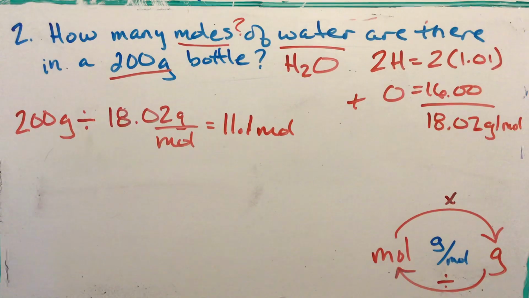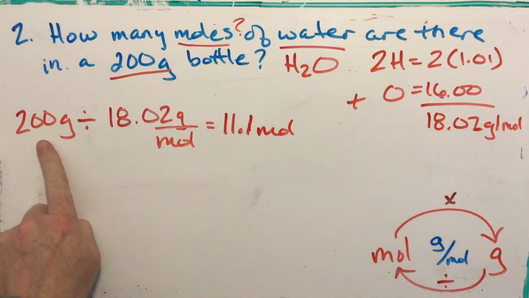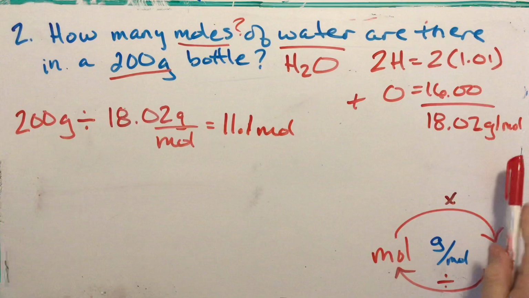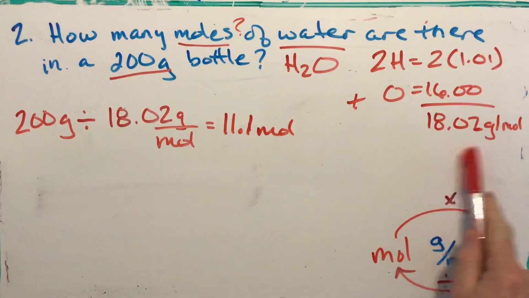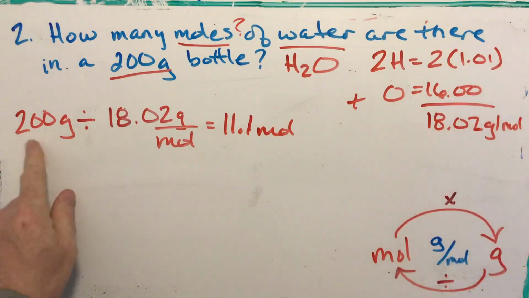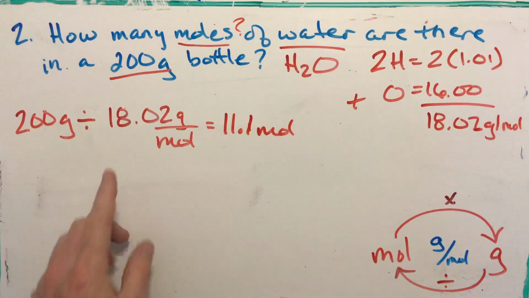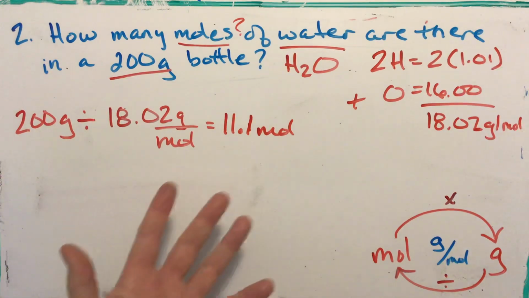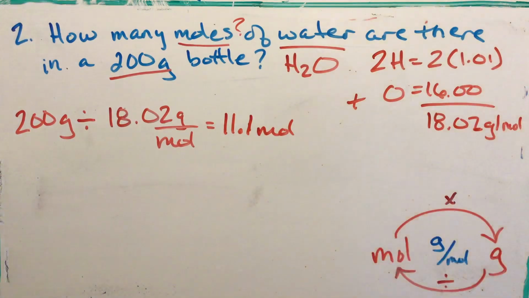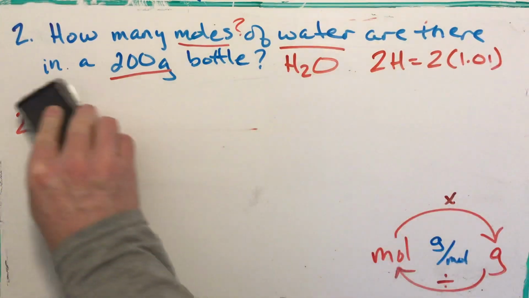11.1 moles. All right? Does that make sense? Well, let's see. I've got 200 grams of something, and each mole we'll say is about 20. 200 grams divided by roughly 20 gives me roughly 10, or 11 in this case. So that answer does make sense. All right, easy enough. We'll do another couple of examples, and then we'll get in for the big finish.